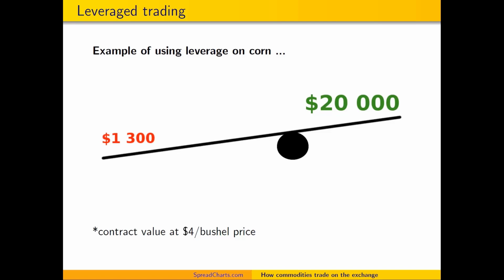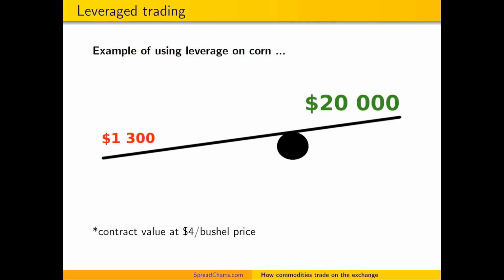And that is great, right? Yes, it is great. This is the advantage of leverage. It allows you to trade large contracts with just a small amount of money. And the profits are calculated from the entire contract value, not just from the margin. This can multiply our profits.